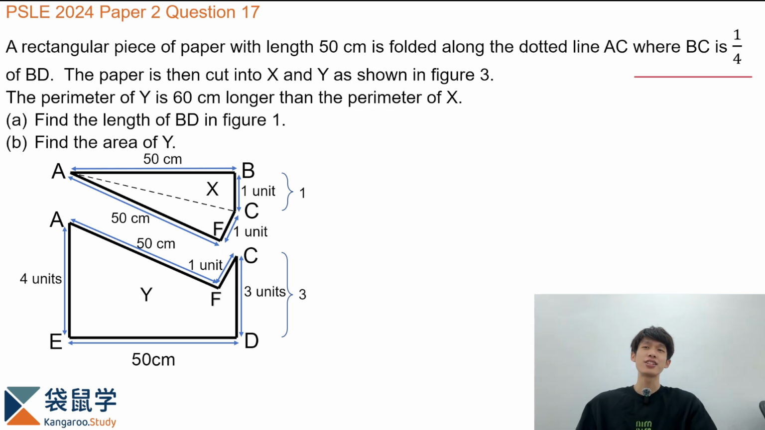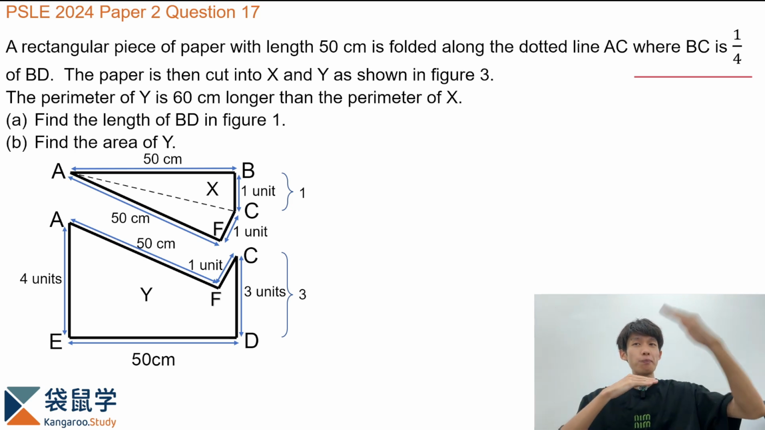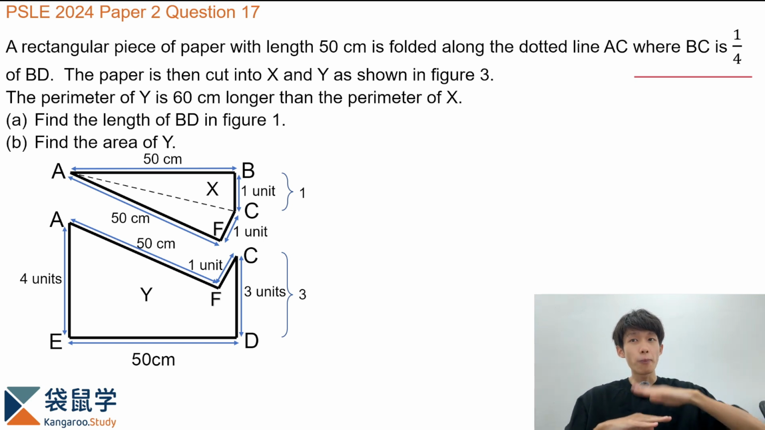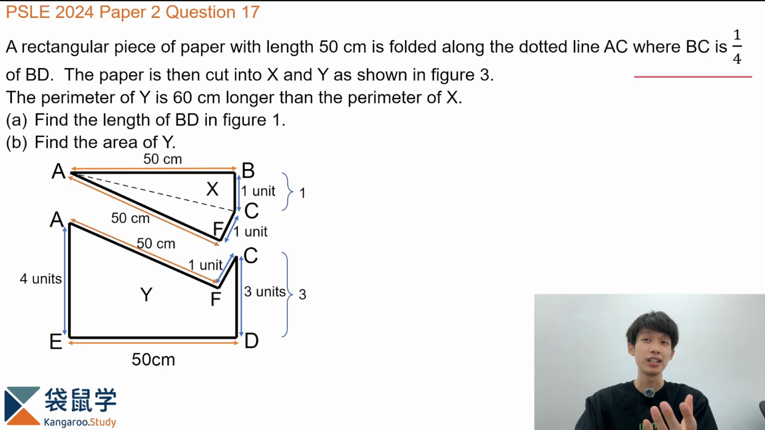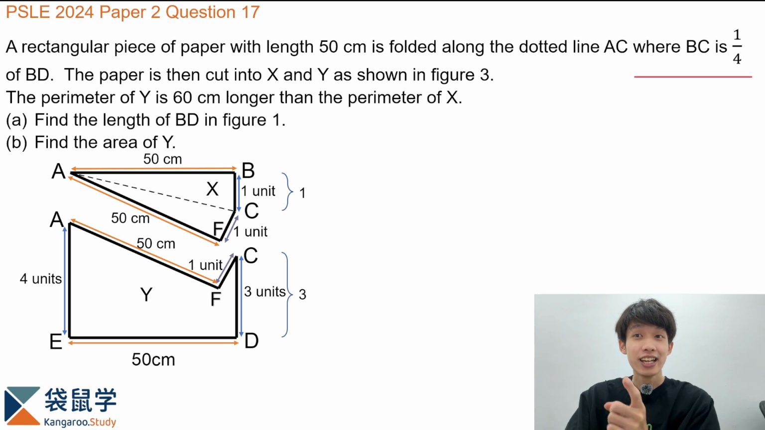Now we have covered all the lengths inside the perimeter, and what do we know about the perimeters? The perimeter of Y is 60 cm longer than the perimeter of X. Longer means we are comparing these two perimeters. And when we're comparing, what can we do about the lengths that are the same? For example, ED and AB. Since they are the same, when we're comparing them, they can be ignored. And what else? AF. Yes, they both have AF, so AF can also be ignored. And also FC. They both have FC, so FC can also be ignored.